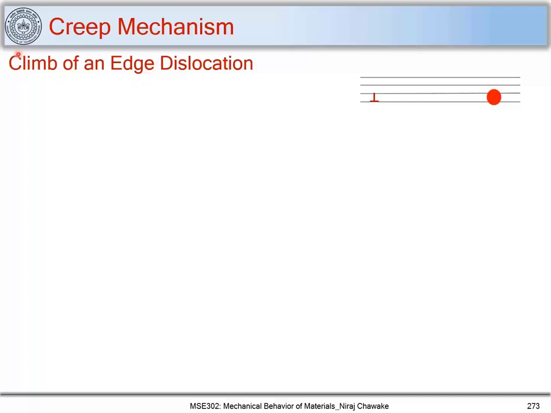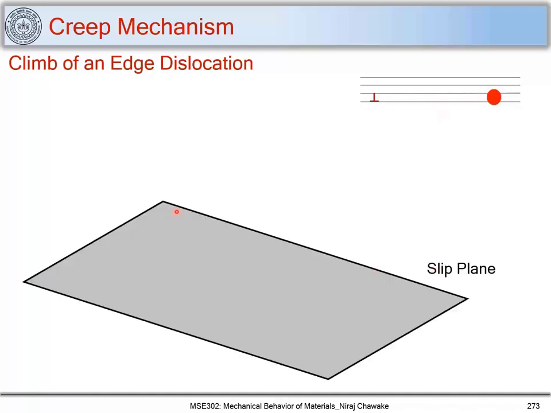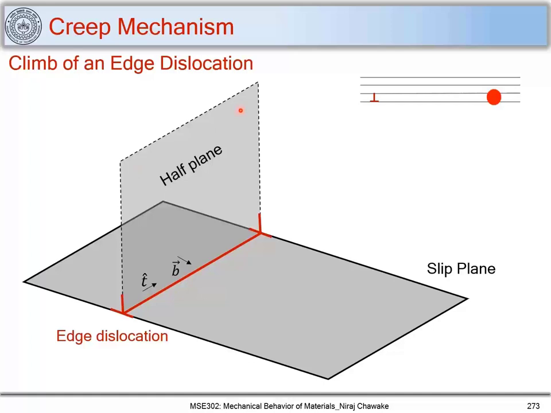We have been introduced to what climb is. Here I have marked certain slip planes, and I see here an obstacle or a precipitate, and this is an edge dislocation. As you know, an edge dislocation cannot cross slip, it can only climb. So when this edge dislocation wants to move further, when it reaches this stage, it has to climb. Let's understand how climb occurs. Let's consider this is a slip plane, and this is an edge dislocation. How is an edge dislocation defined? You have a tangent vector perpendicular to its Burgers vector, and this is the half plane which I have marked, and you can see there is an obstacle on this slip plane.